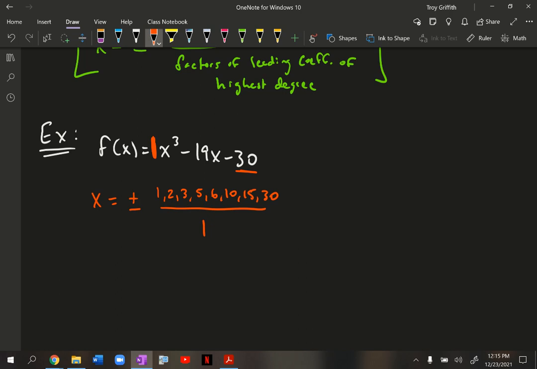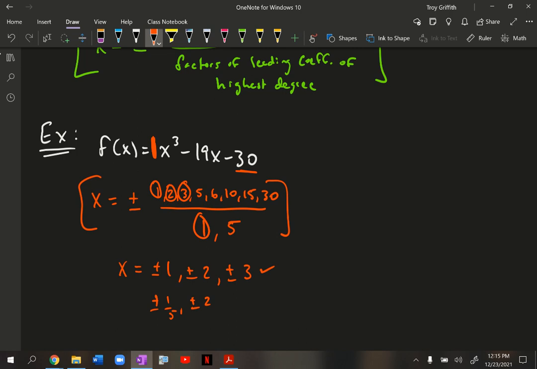And so what we've done right here is we've created a list, and this is all you have to write down. But just to show you how to read this list, it's plus or minus 1 divided by 1, so that's 1. And then plus or minus 2 divided by 1, so that's 2. And then plus or minus 3 divided by 1, that's 3, and so on and so forth. And if there was another number in here, like a 5, then we would have all of these numbers, but we'd also have plus or minus 1/5, and plus or minus 2/5, and plus or minus 3/5, and so on and so forth.